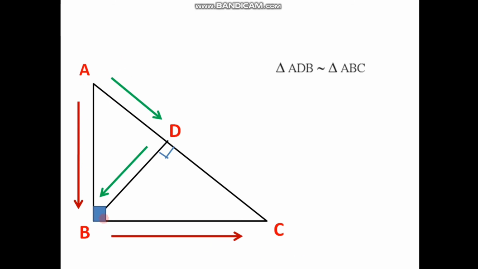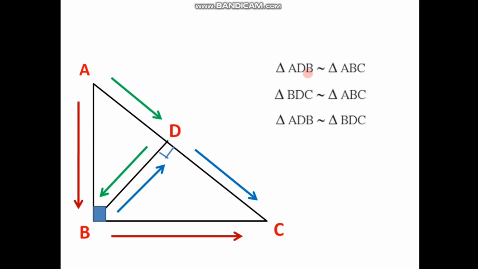To get the second triangle, we start with B to D and then from D to C, so as to get triangle BDC. This is the second triangle. It is again similar to the original one, that is, triangle BDC is similar to triangle ABC. And as these two triangles are similar to the same triangle, these two triangles are also similar to each other, that is, triangle ADB is similar to triangle BDC. So in short, all these three triangles are similar to each other: triangle ADB is similar to triangle BDC is similar to triangle ABC.